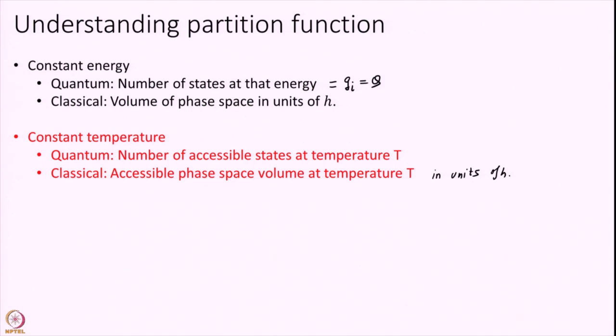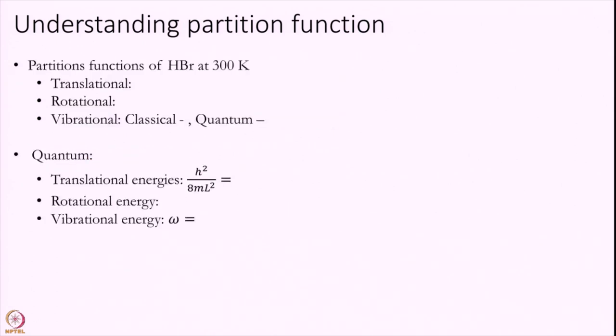So we have found the partition functions for HBr. The translational one, in the last module, we calculated these numbers. The translational partition function came out to be 7.2 times 10 to the power of 29. The rotational came out to be 24.6, and the vibrational, the classical number, comes out to be 0.078. And today we calculated the quantum number, and the quantum number is very close to 1.